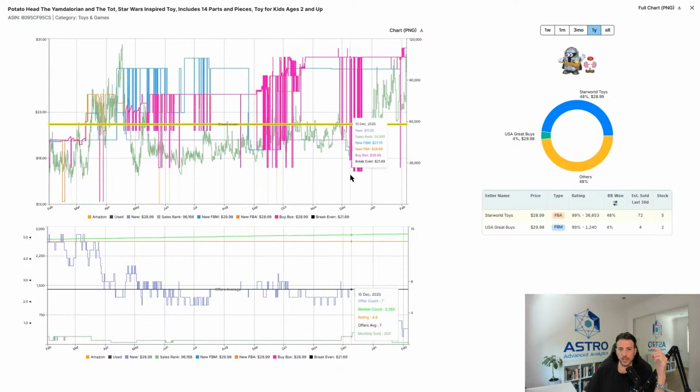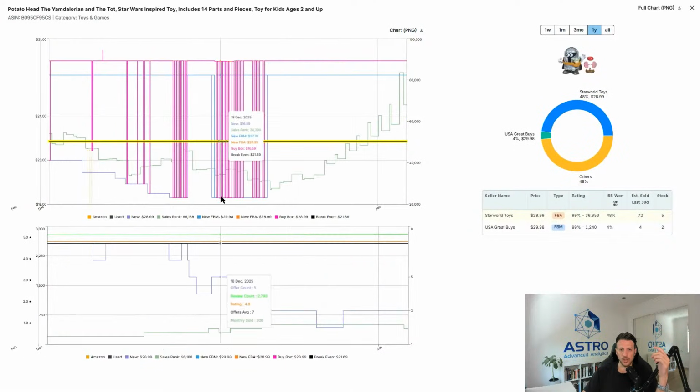This here is most likely an FBM seller, and it is. So I can see that right there. So, let me just zoom in so you can see the stuff. It's clear as day. You can see all the information.